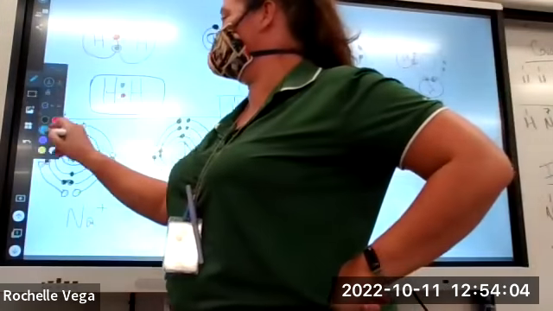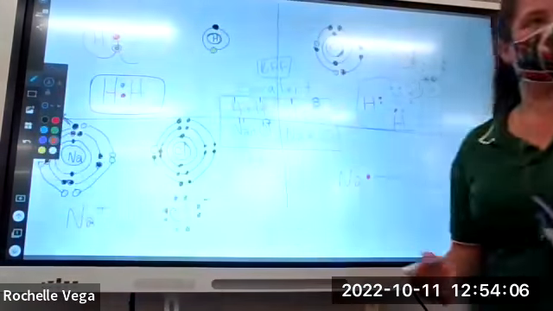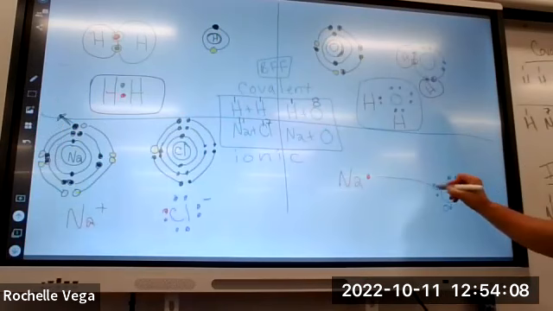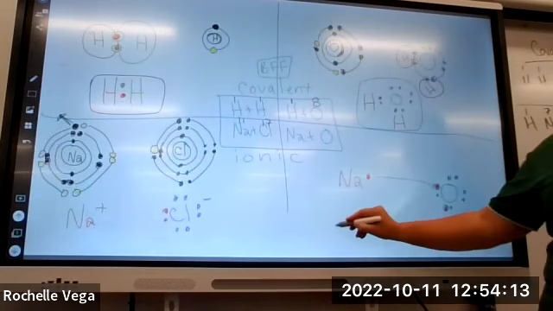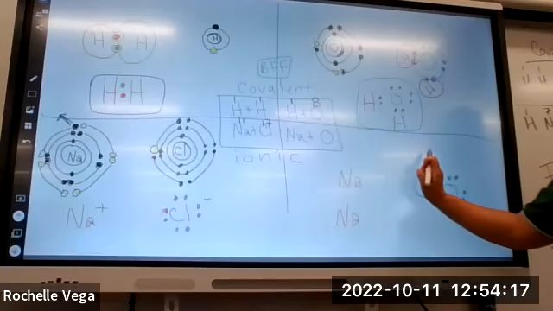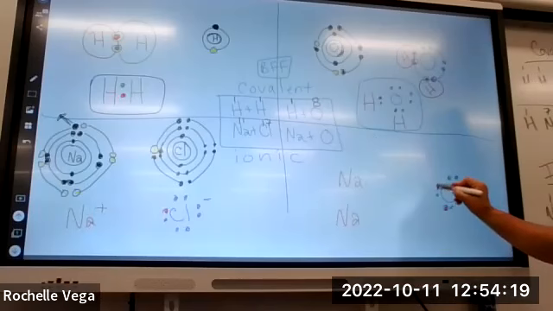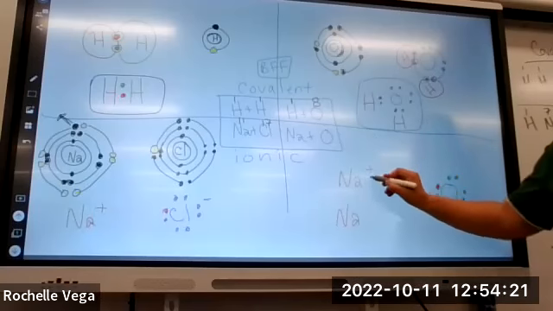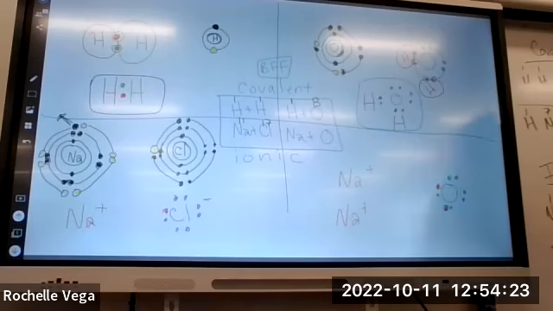Now, oxygen is super greedy. It loves electrons. It is going to steal up as many electrons as it can. And when it steals up those electrons, it ends up leaving 2 sodiums without an electron. And my oxygen over here ends up with not just 1 negative, but 2 negatives. Are we good with this idea?